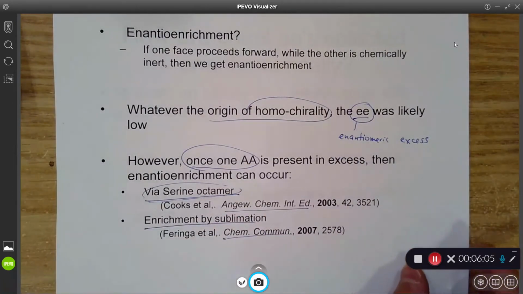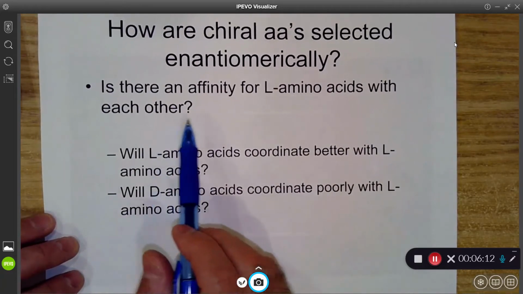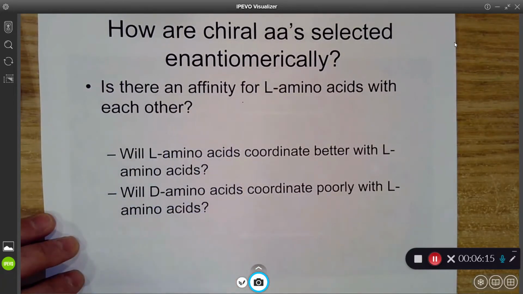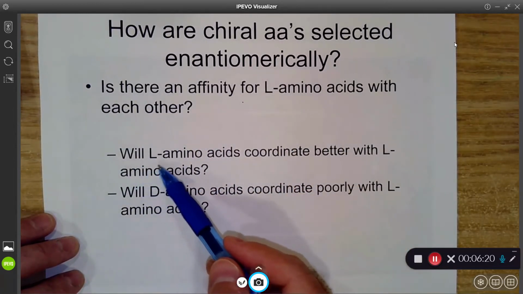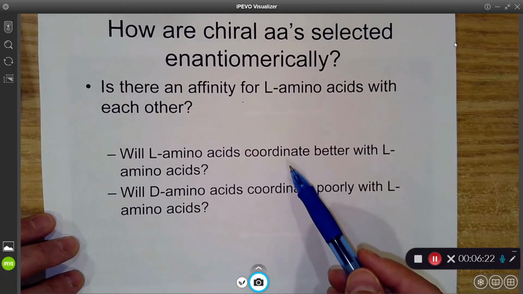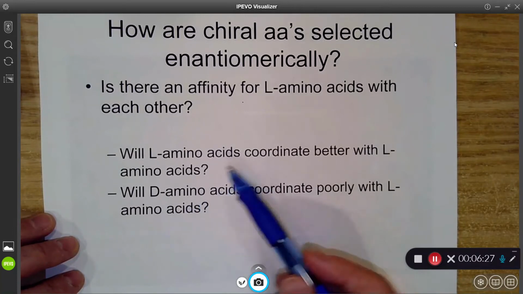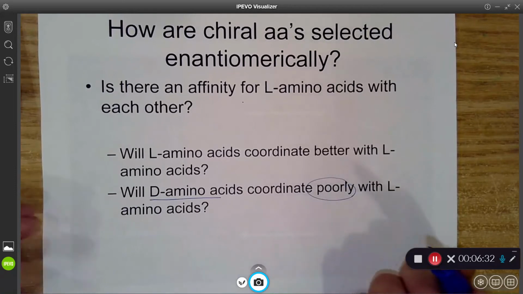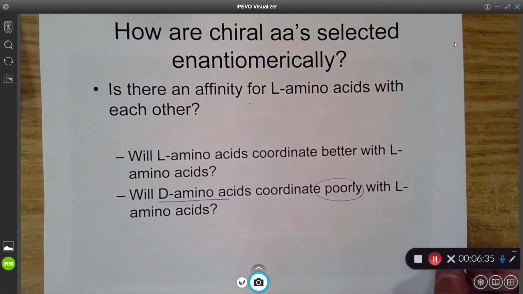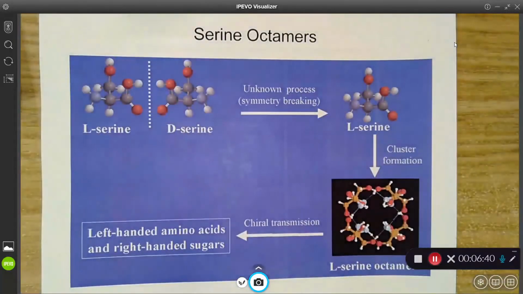So what are these experiments? How are chiral amino acids selected enantiomerically? Here's a question that researchers ask. Is there an affinity for L amino acids with each other? In other words, do L amino acids coordinate better with L amino acids? Do they prefer their own kind, or do they not care? And will D amino acids coordinate poorly with L amino acids? Very interesting questions. So it turns out that someone did something called the Serine Octamer experiment.